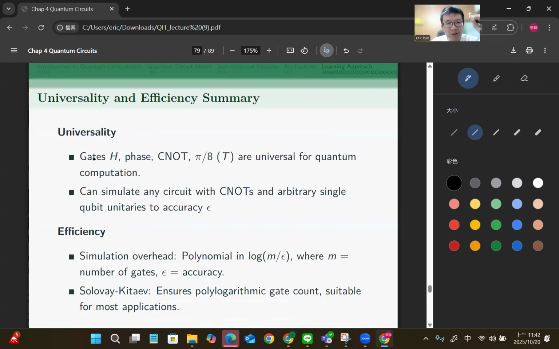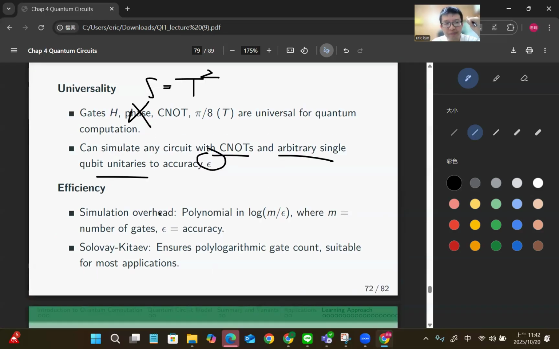Okay, so the summary is that the gate set Hadamard, phase, CNOT, and pi over 8 gate is universal for quantum computation. Notice that the phase gate is not important, it's basically T squared. So we can simulate any circuit with CNOT and arbitrary single qubit gates to accuracy epsilon. And the simulation overhead is polynomial in log of m divided by epsilon if you know the Solovay-Kitaev theorem.